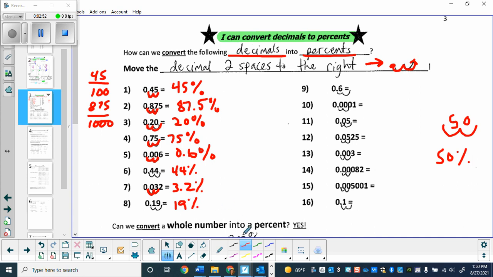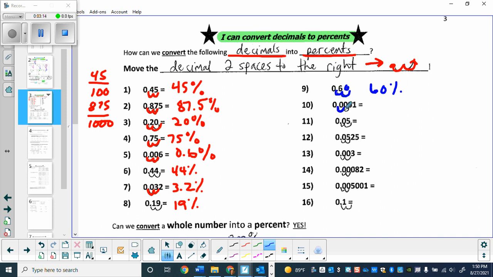So at this point, if you want to pause the video and then just try 9 through 16 on your own and hit play to see if you were right, that's fine. Or you can keep watching me. This is one where, since if I move it twice, there's nothing there, I need to fill this in with a 0. So this one is going to be 60%.